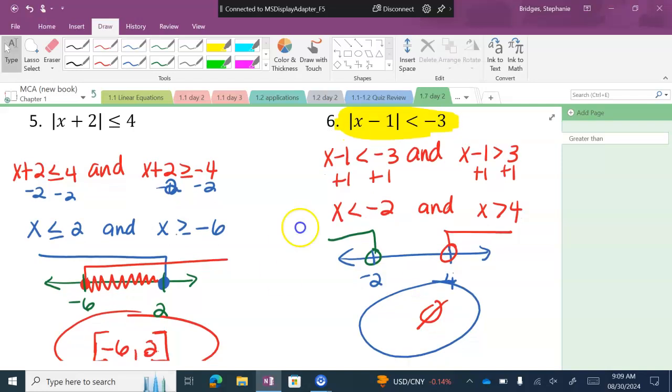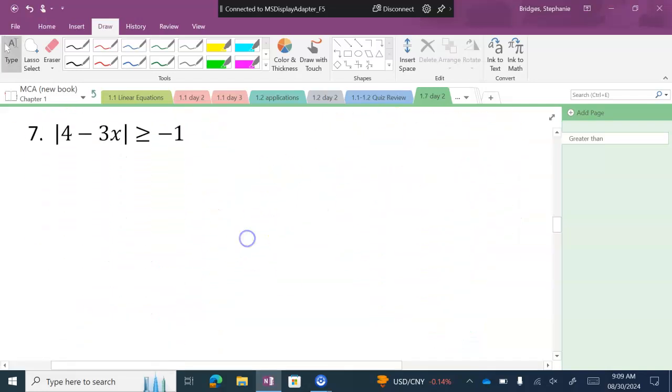I got one more. Yes, you will get a fraction for one of these. You can change it to a decimal if it helps you.